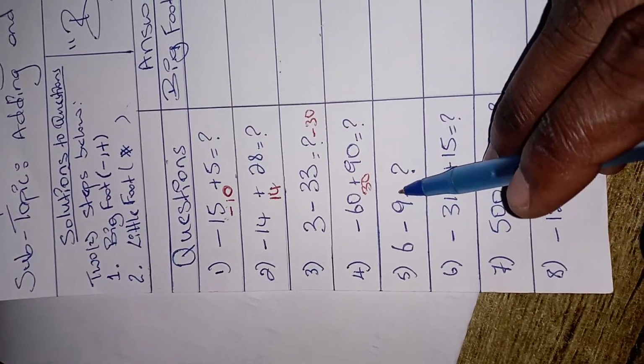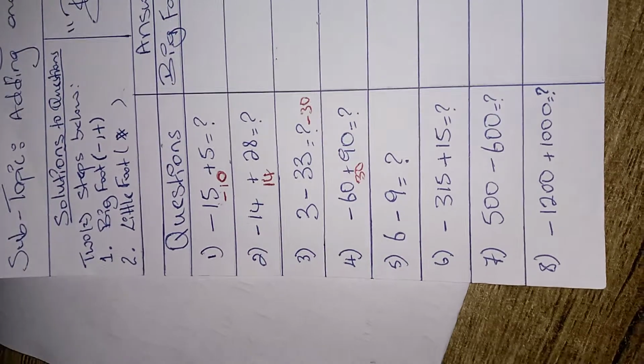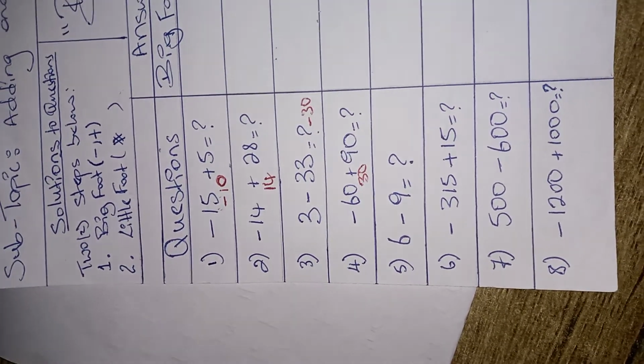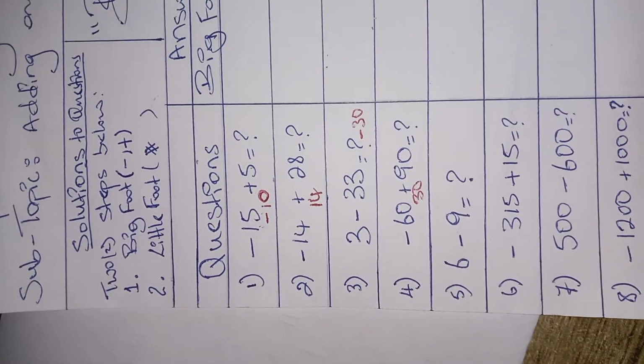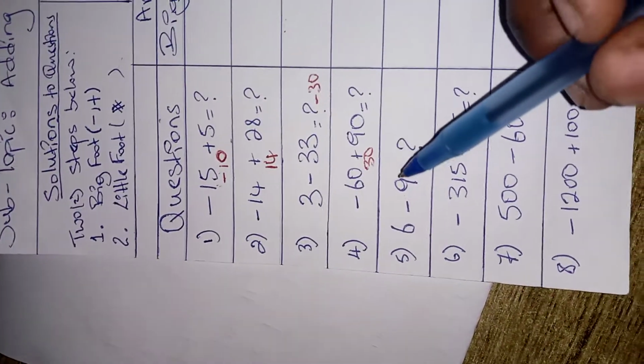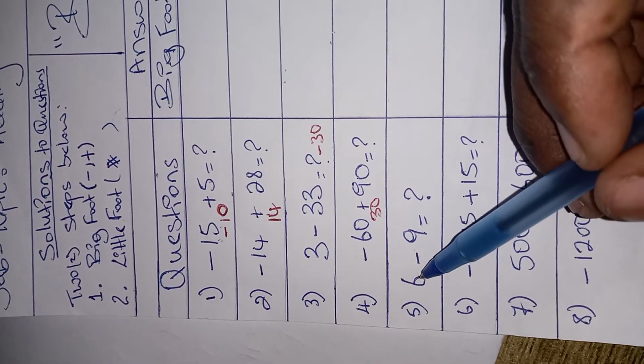6 minus 9. What sign is the answer going to carry? You look for the number with the biggest foot. Which number has the biggest foot? The biggest number. I see a negative before it, so the answer is going to be negative. And what will the number be? The number, Littlefoot tells you. You subtract the little number from the big number to know the number.